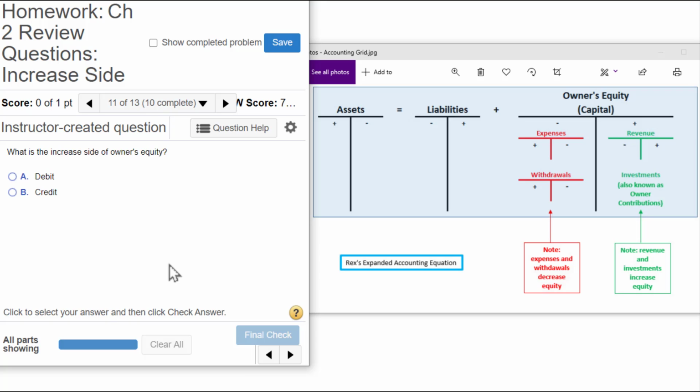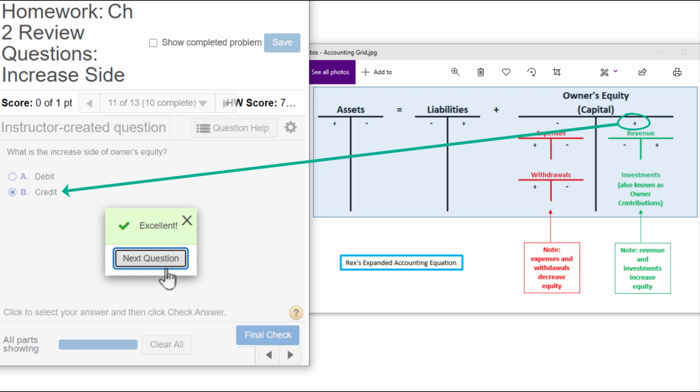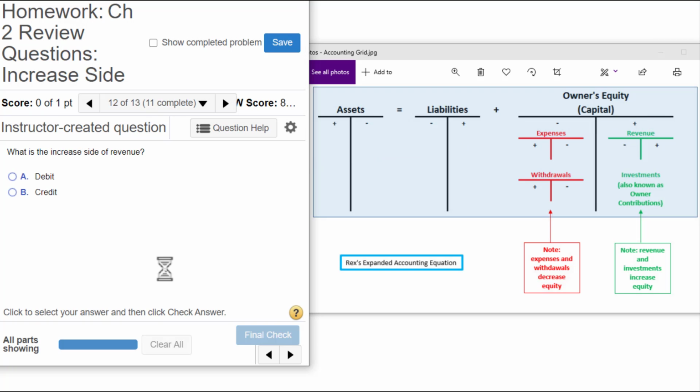What's the increase side of owner's equity? That's the credit side. What's the increase side of revenue? That's the credit side.